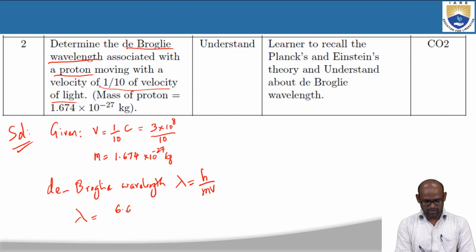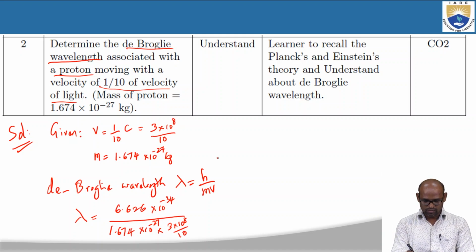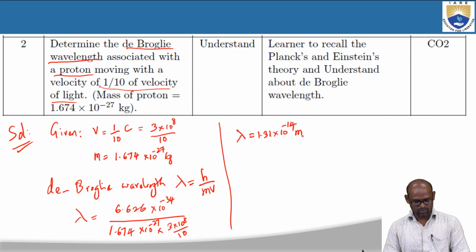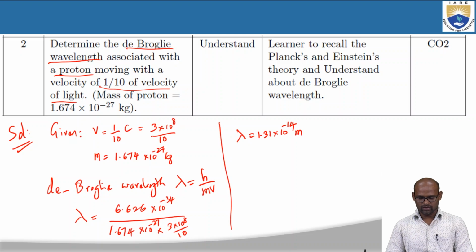Planck's constant is 6.626 × 10^-34, divided by mass, which is given as 1.674 × 10^-27, and velocity is 3 × 10^8 divided by 10. Calculating all these, we will get lambda as 1.31 × 10^-40 meters. Okay, so that is what we end up with.